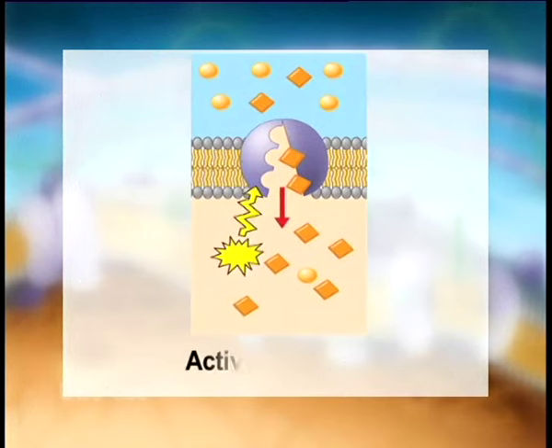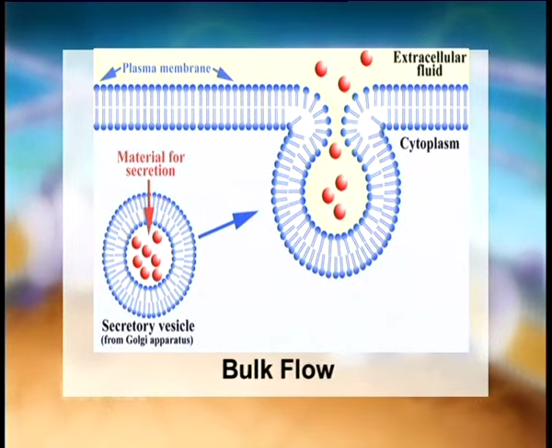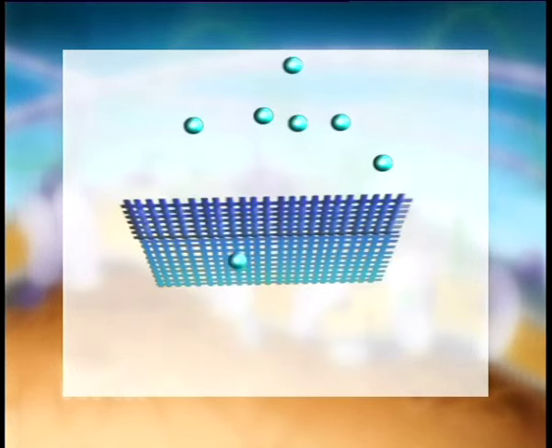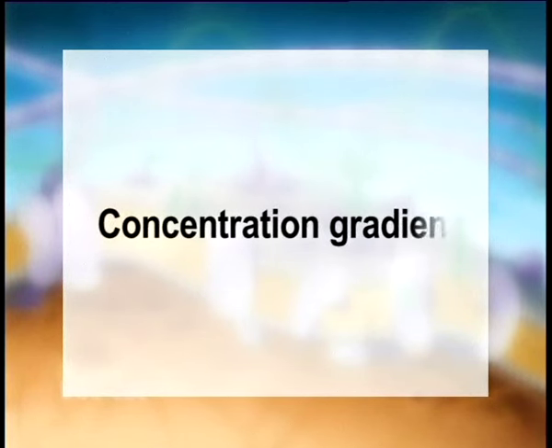Active transport is the pumping of solutes against the concentration gradient. Bulk flow involves exocytosis and endocytosis for the transport of large molecules. Passive diffusion is the net movement of materials from an area of high concentration to an area of low concentration. The difference in the concentration between the two areas is known as concentration gradient. The diffusion of materials continues until the gradient is eliminated, or in other words, the equilibrium is reached.